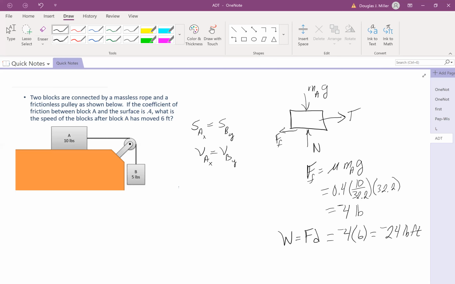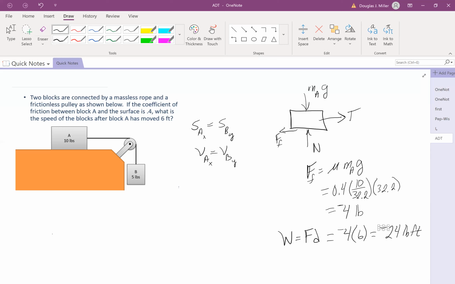Now, what else is going on in this problem? Well, if we're moving block A by 6 feet, that also, as I said, means that we're lowering block B by 6 feet. In addition, we can acknowledge that the velocities must be the same. So let's go to now our definition equation. In this case, we're looking at a system of particles. So we want to make certain that we are acknowledging that the energy of the system must be conserved.